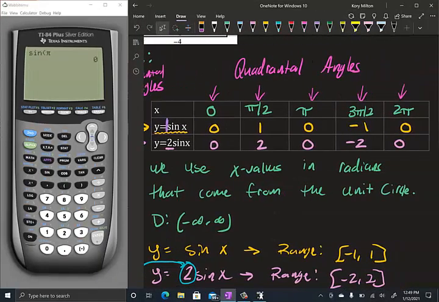We could also use our calculator. So using our calculator, we have 2 sine 0, which gives us 0, and then 2 sine pi over 2. We get 2, and then since it's a pattern, we know it's going to go back down to 0, but let's plug it in. So 2 sine pi, and we get 0. Then it's a pattern. So it's going from 0 to 0, down to -2, back to 0.